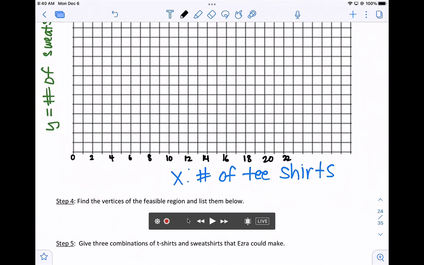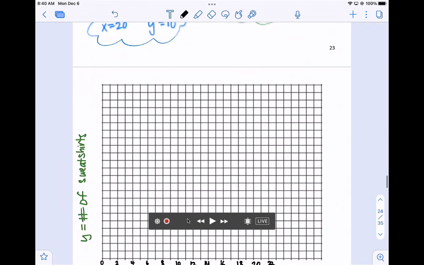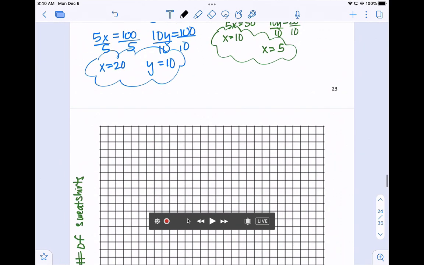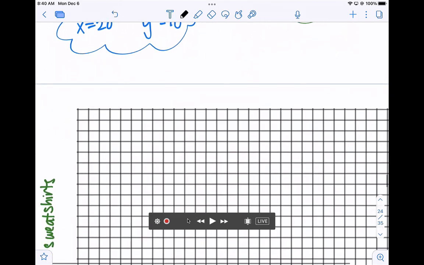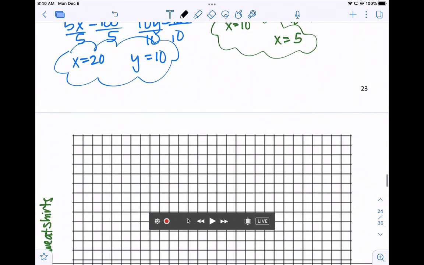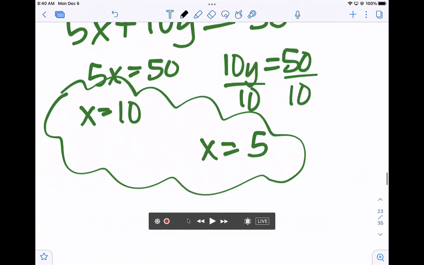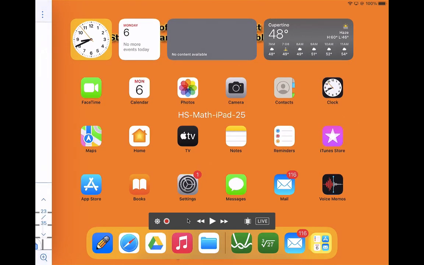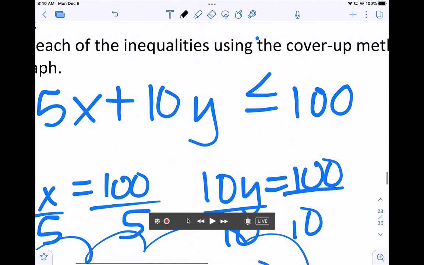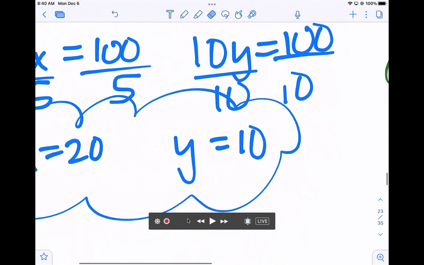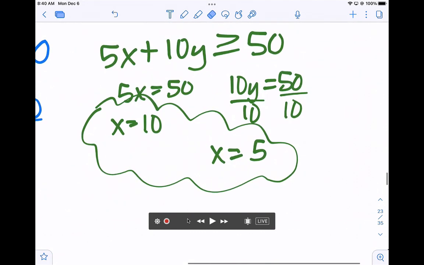Okay, so now when we go to number of sweatshirts, for the y value, you only have to go up to 10, because look at that, 10 is the highest y value. I wrote x equals 5 here. That should not be that. Whoopsies. So let me erase. Right here, I should not have put x equals 5. It was actually y equals 5.